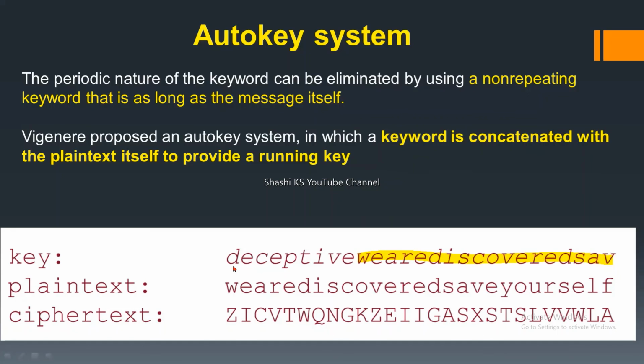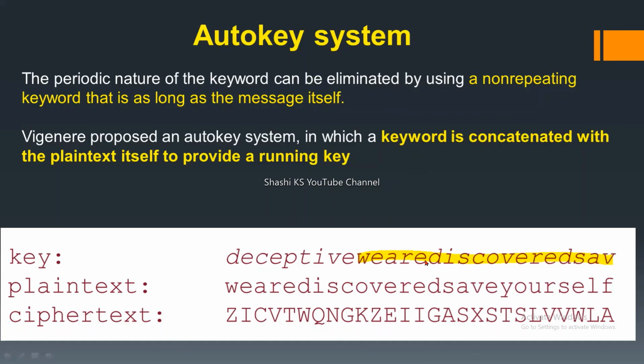Say, for example, here you can see that the keyword is deceptive, and then to fill up the remaining letters of the key, the plain text itself is concatenated with it. You can see we are discovered. SAV is being attached to the letters of the keyword. So this type of system is called the autokey system.